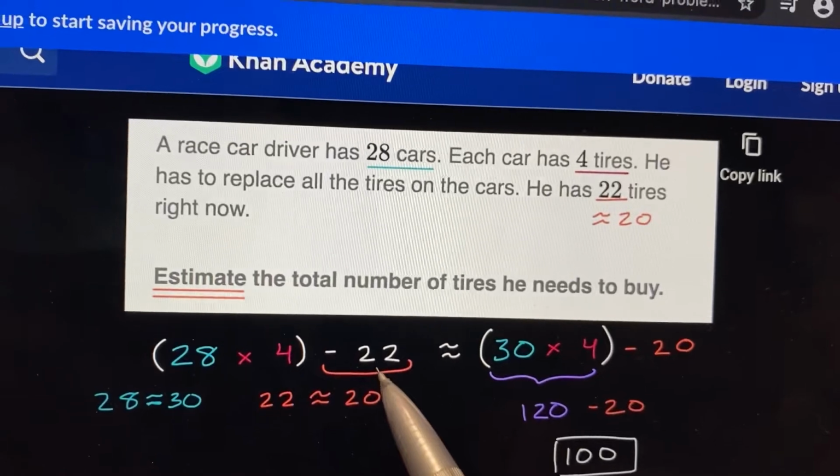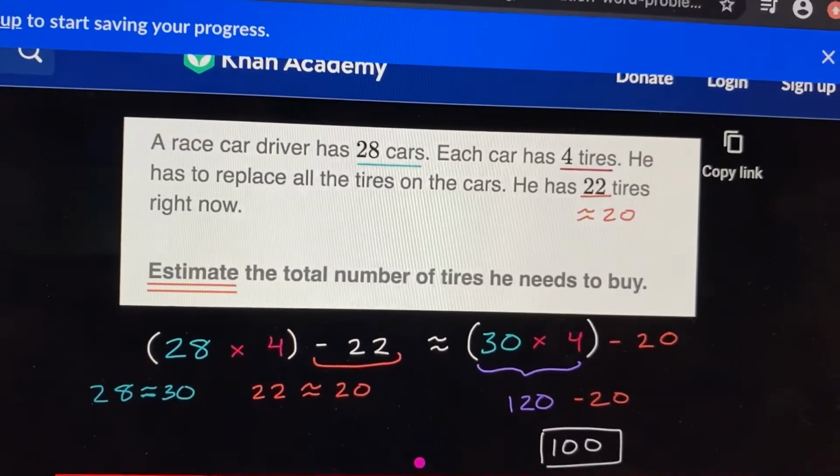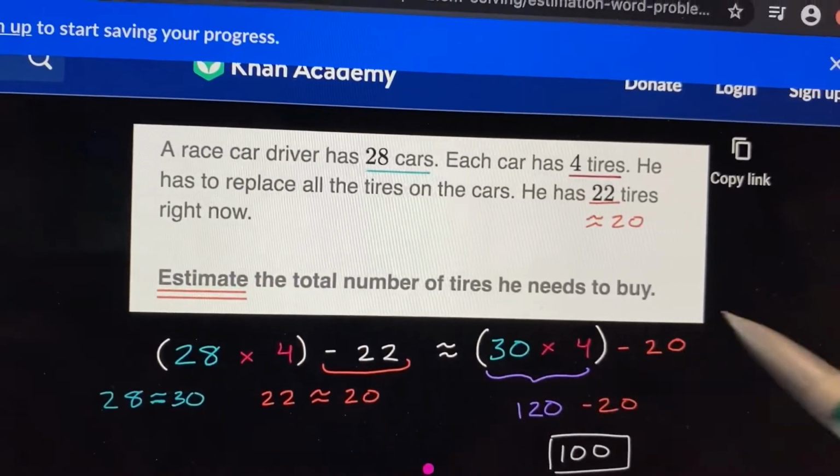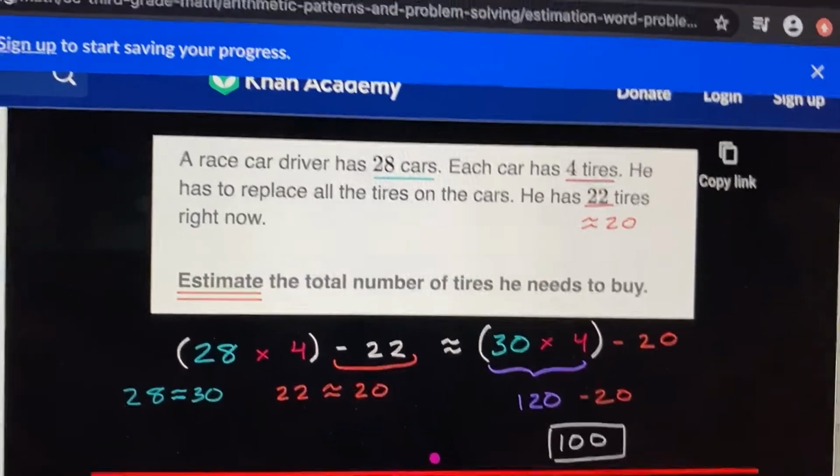And the number 22, they found that it was closer to the number 20. If you were to look at it on a number line, 22 is closer to 20 and 28 is closer to 30. That's how he's trying to show you guys in this video.